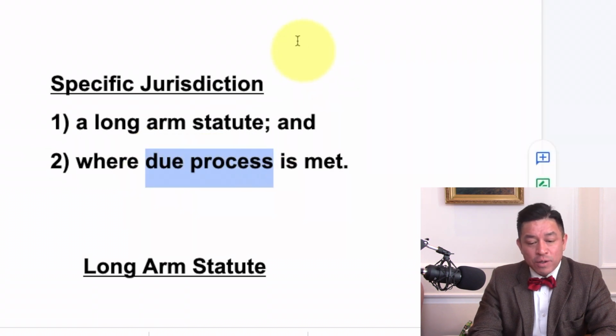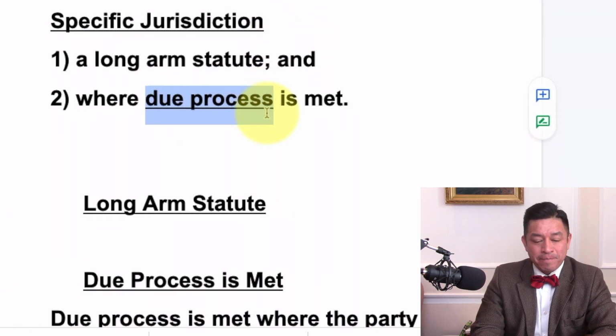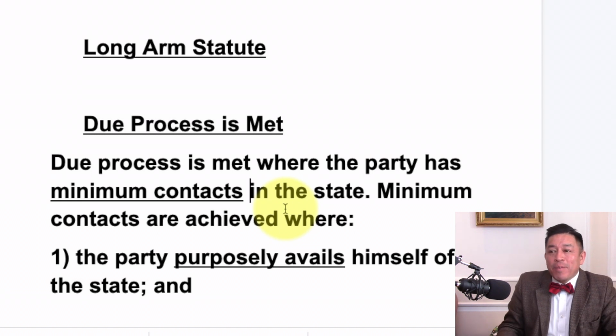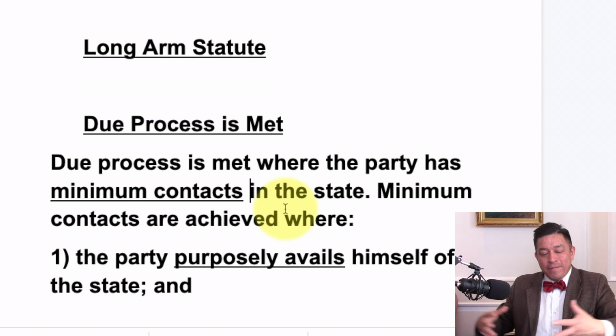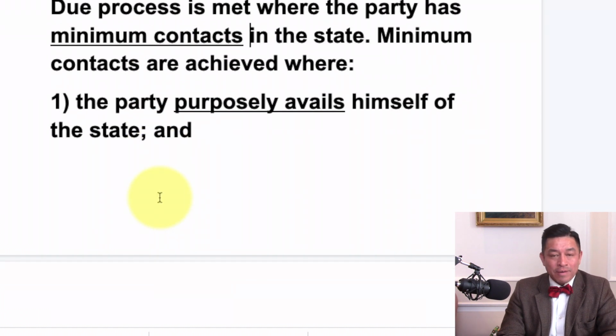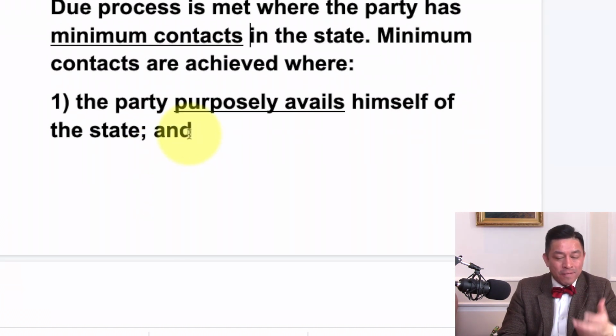What does that mean? How do you analyze that? You use the term minimum contacts. That's another umbrella type of term, because you have sub issues there, sub elements. How do you analyze minimum contacts? And some of you guys know this: purposeful availment.